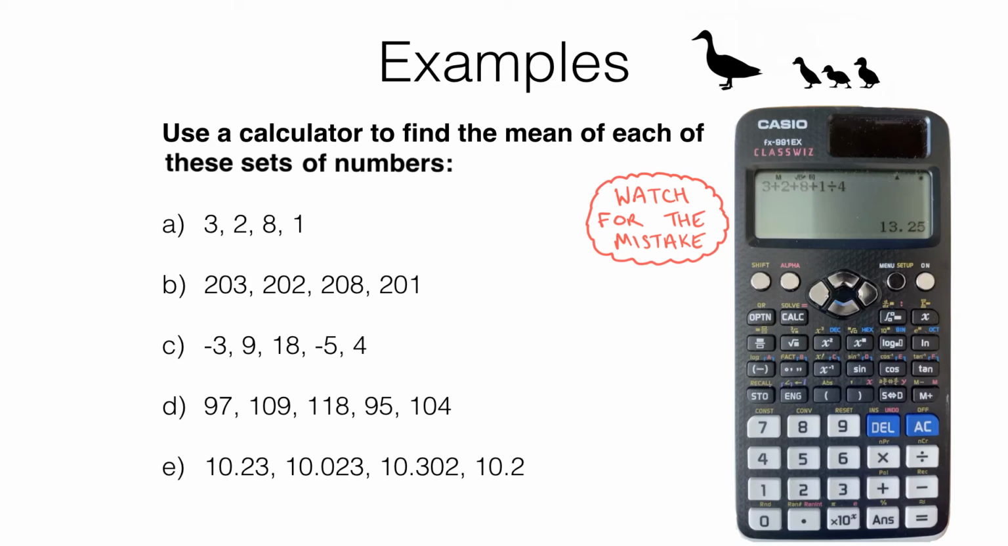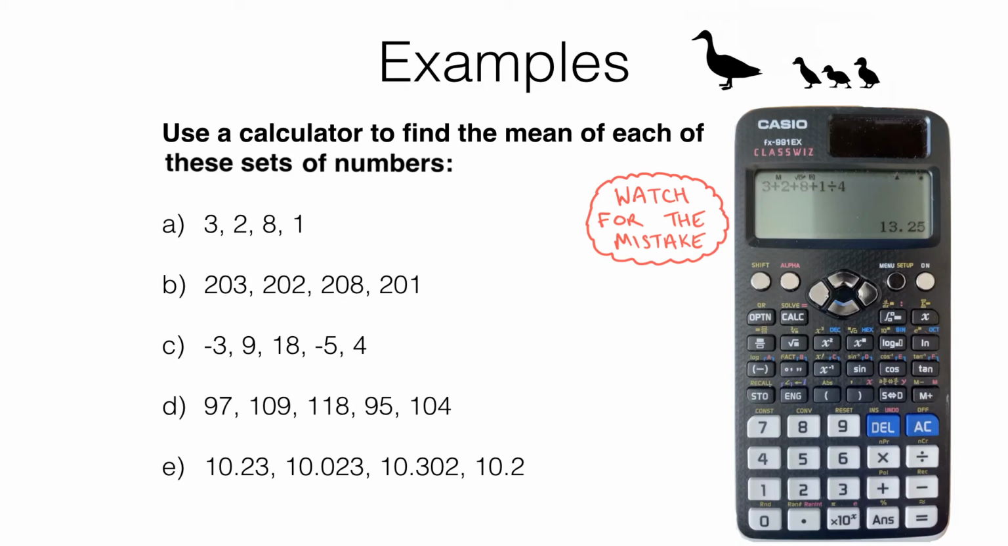Now this is clearly wrong. How can the mean be 13.25? Remember, the mean is an average, so we would expect it to be somewhere between the lowest and highest value in the list. 13.25 is not between 1 and 8, so it can't be the mean. So what's gone wrong here?